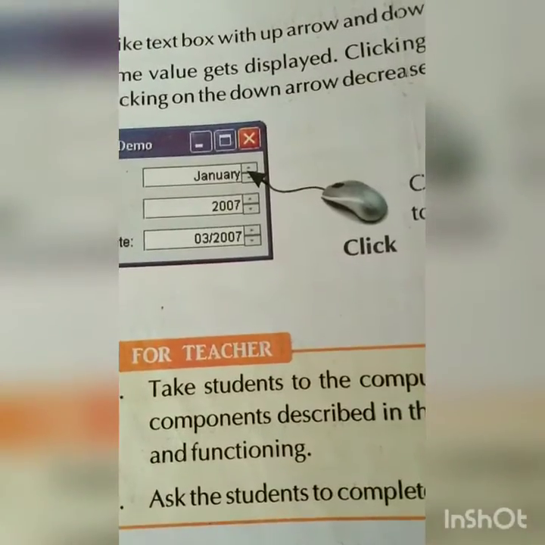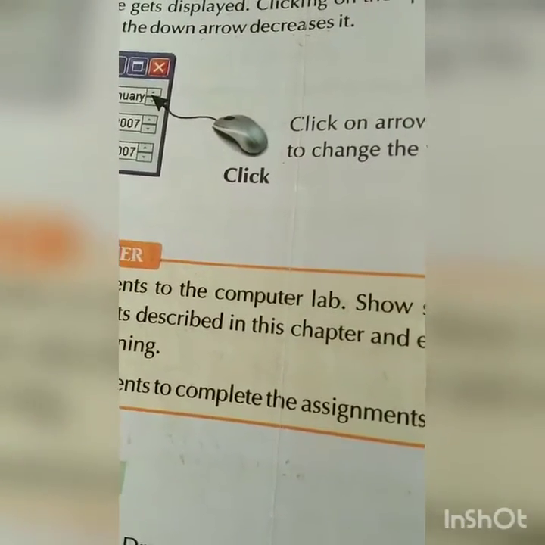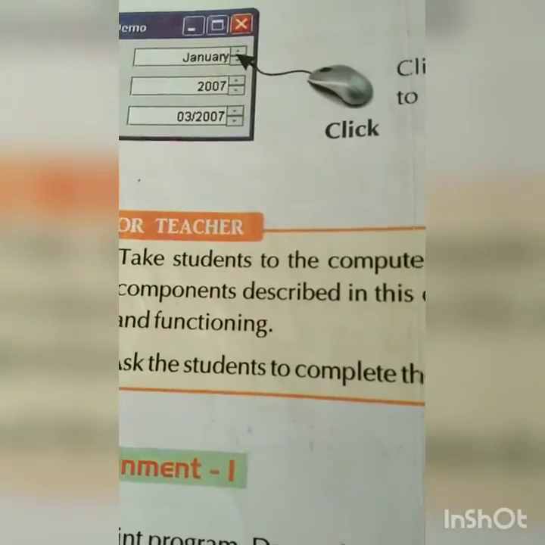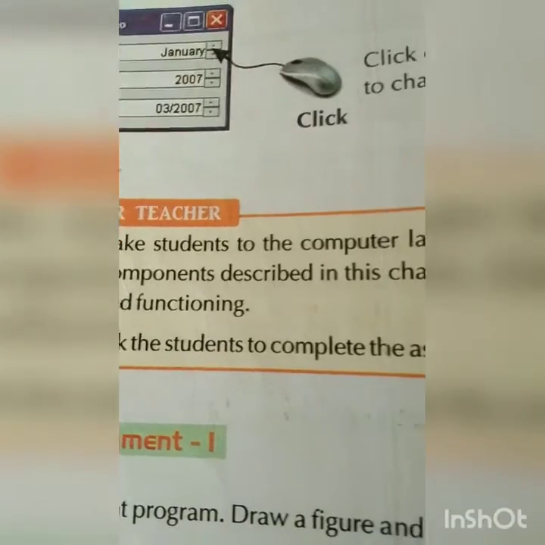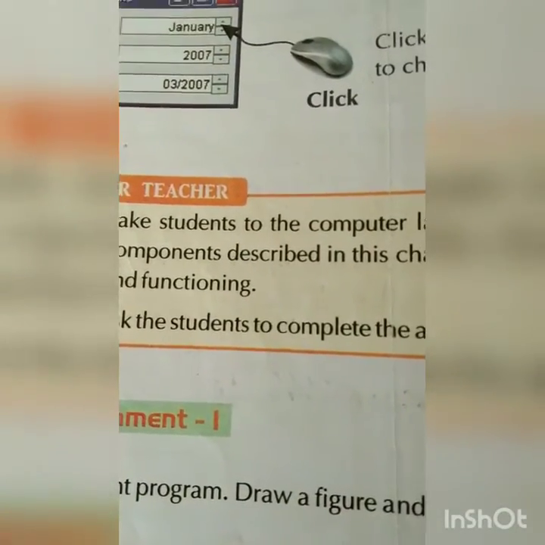In this lesson we are going to finish by learning this much: what is the text box, spinner box, radio button, alert box, message box. Now we end this lesson and we will do the textbook exercise.